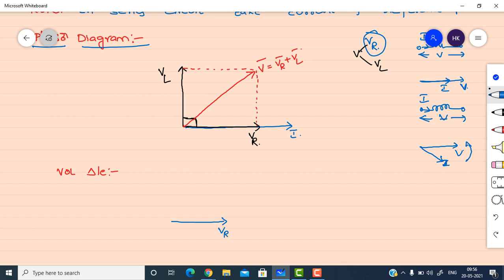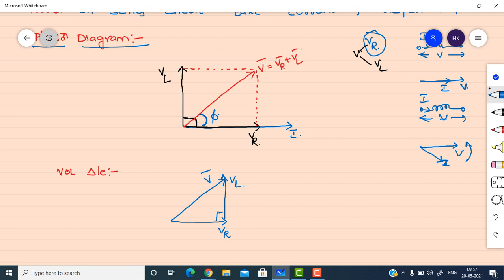Adjacent side is VR, opposite side is this VL, and hypotenuse is total V. This is 90 degrees. See, this total is 90 degrees. Then what is the angle here between this current and the total voltage? This is the current passing through the series RL circuit, and this is the voltage applied to the series circuit. Let us assume an angle of phi.